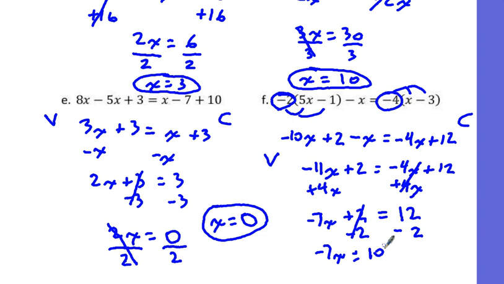We now have the constants on the right, the variables on the left, except the variable term again has a coefficient of negative 7. In order to get x by itself, we use the inverse to multiplication, which is division, and we divide both sides by negative 7. And our final answer, x equals negative 10 sevenths.